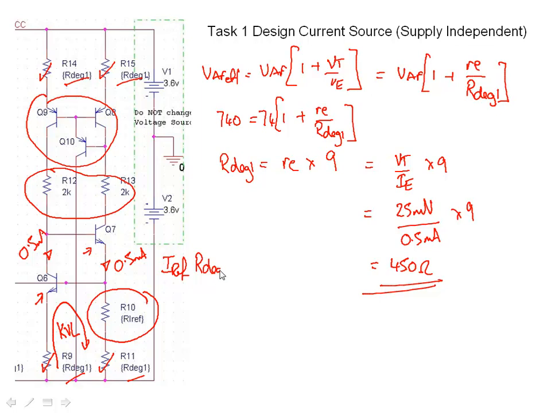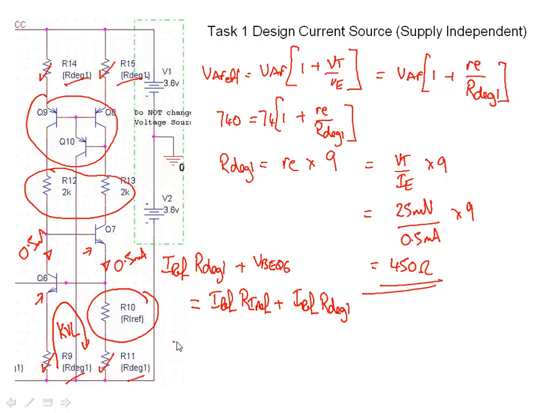R degeneration, plus VBE Q6 is equal to I reference, R I reference, that's this resistor here, plus I reference, R degeneration 1.